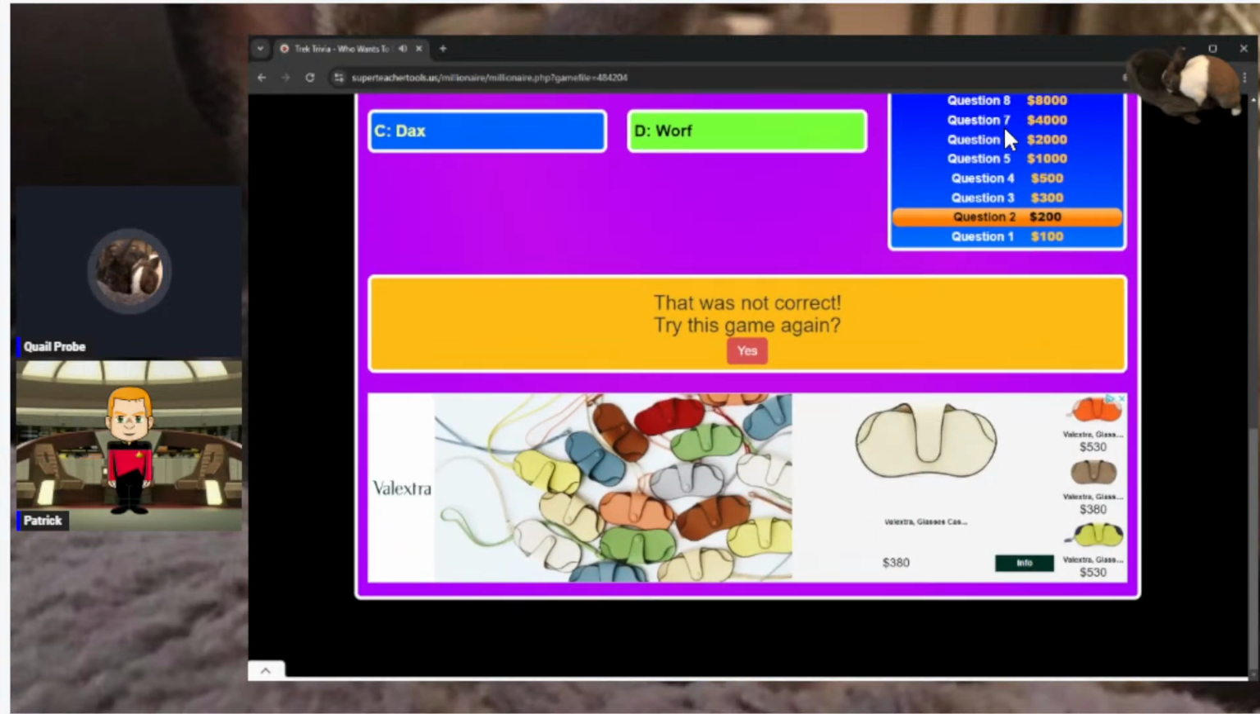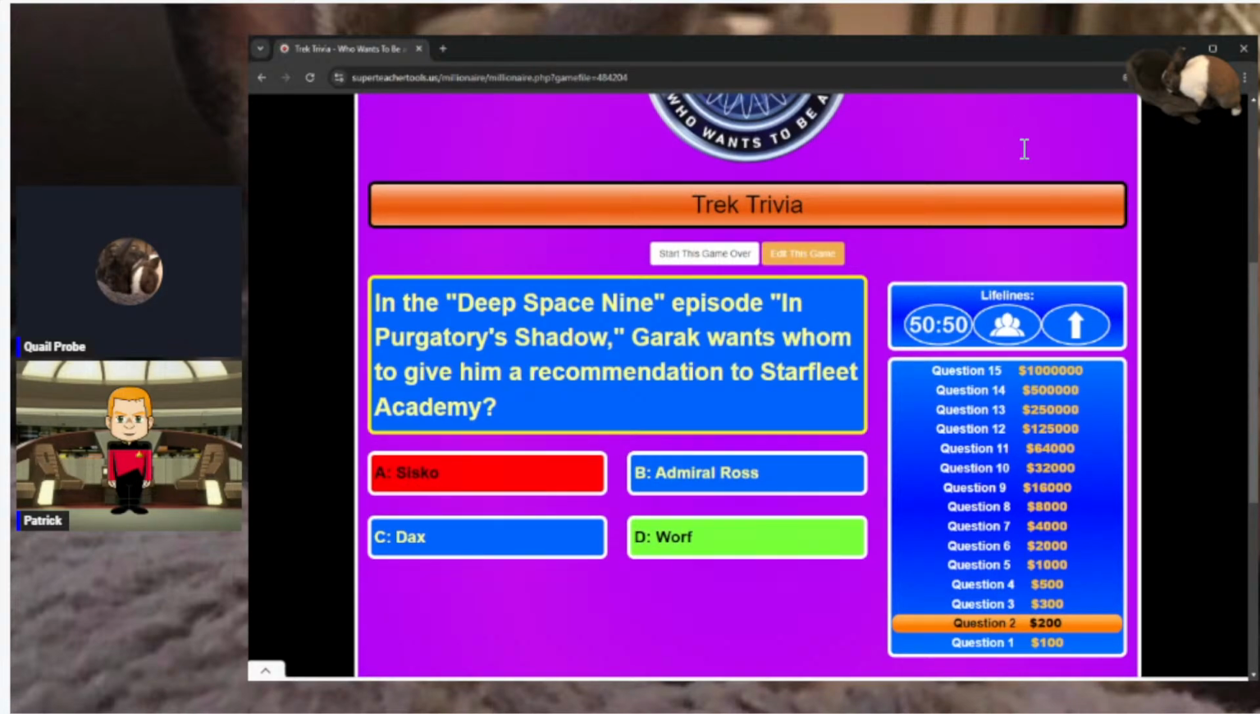Unfortunately, you are incorrect. What? Nog wanted Sisko's recommendation. Okay, what was the question again? Who did Garak want to recommend him? And the answer was Worf in the runabout. Then I misunderstood the question. Okay, well, I'm out. Patrick, with no money, loses all his cash on question number 2.